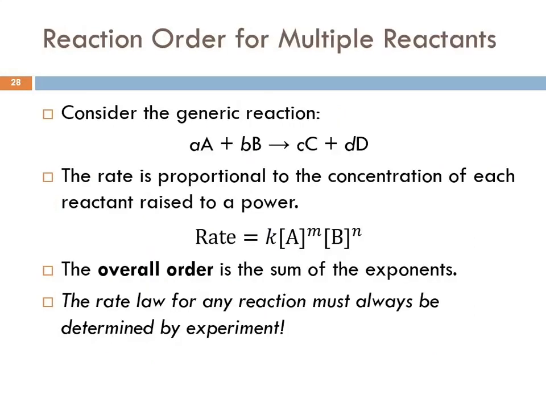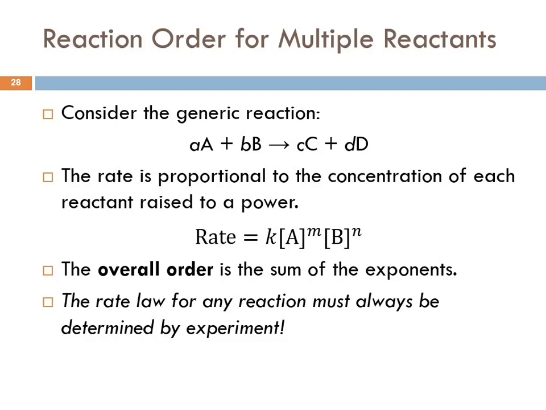What if we have multiple reactants? Because not all reactions have just one reactant. So we're going to look again at this generic reaction: aA plus bB goes to cC plus dD. The rate is going to be proportional to the concentration of each reactant raised to a power. So the rate is the rate constant times A raised to some power m times B raised to some power n. M and n are not related to the coefficients in the balanced chemical equation. Remember, the rate law has to be determined by experiment. You can't just look at it and figure out what it's going to be.